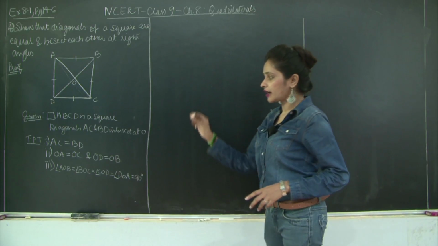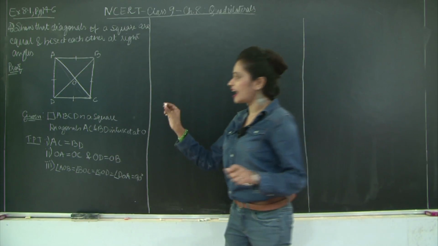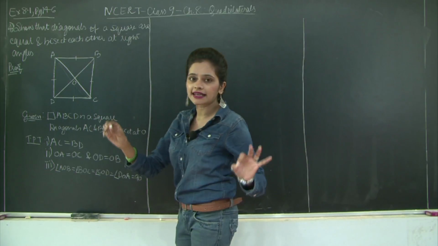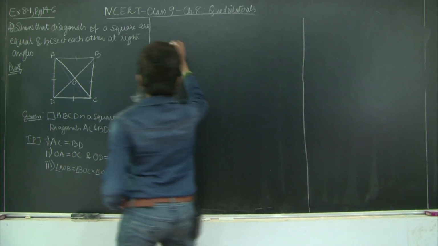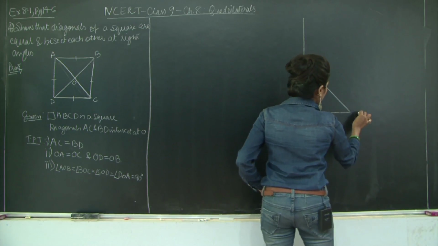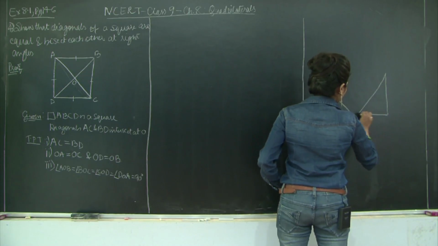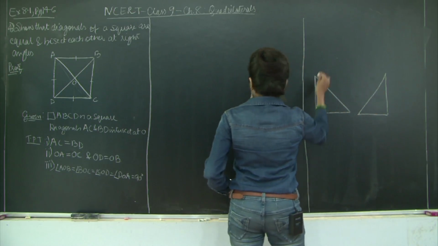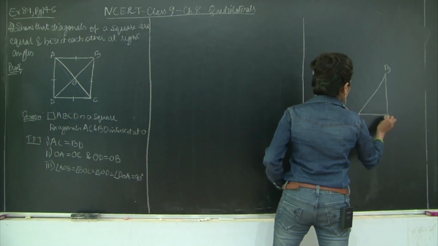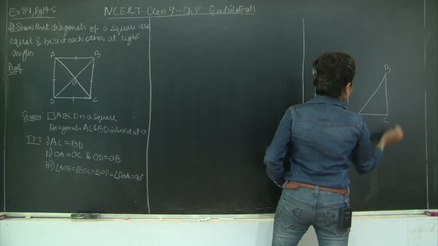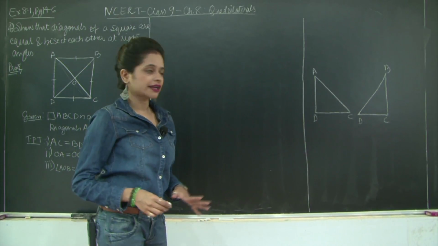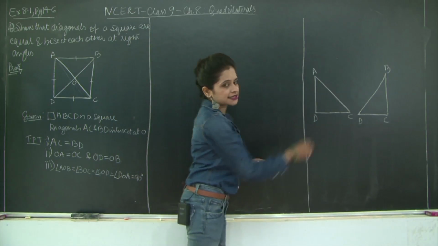So first of all, I need to first prove that AC is equal to BD. Now we have AC and BD. So we will take two triangles that have AC and BD. I am going to take these two triangles. I will take ACD and BDC. I am going to take these two triangles, prove them congruent, and then by corresponding parts of congruent triangles, I am going to prove that AC is equal to BD.